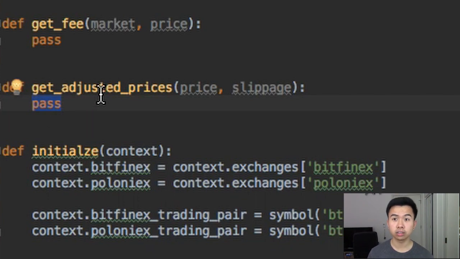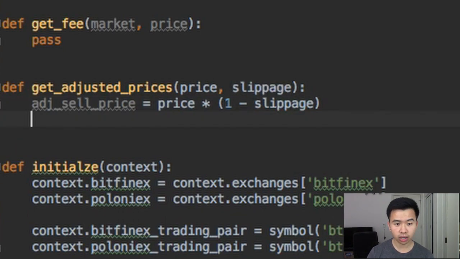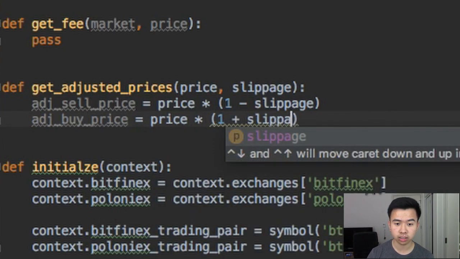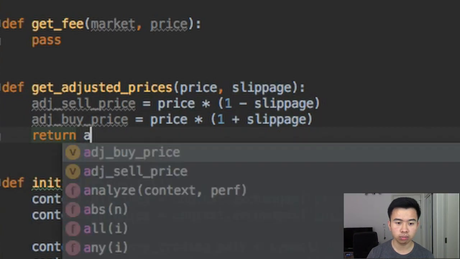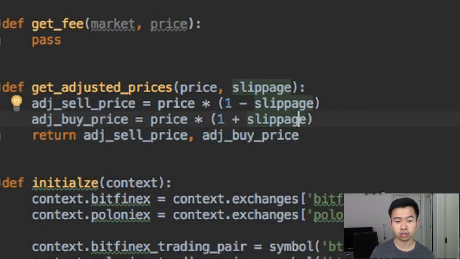Let's try to complete this get adjusted prices method. We're taking in the price and the slippage percentage. Our adjusted sell price is equal to the price multiplied by 1 minus that slippage percentage. And our adjusted buy price is equal to the price multiplied by 1 plus that slippage percentage. So we can return both of these. That's it. It's a pretty simple concept.